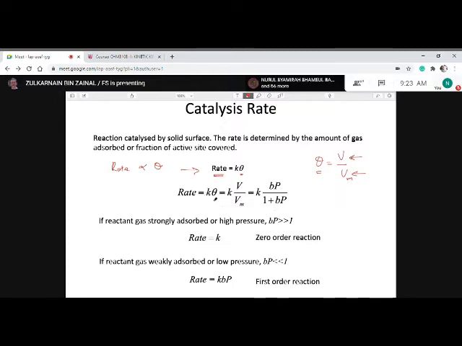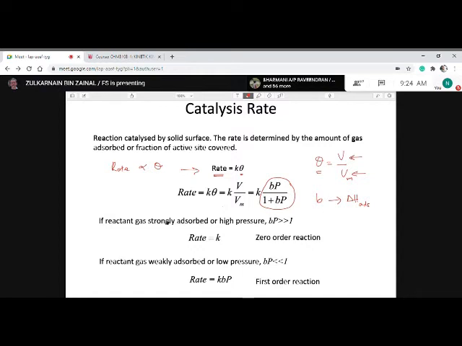Okay, so rate is equal to K theta, and theta is V over Vm. And if you refer back to the previous one, the Langmuir equation, you can see that V over Vm is actually this one, and V can be related to the enthalpy of adsorption, right? So you can see that K and B are constant.